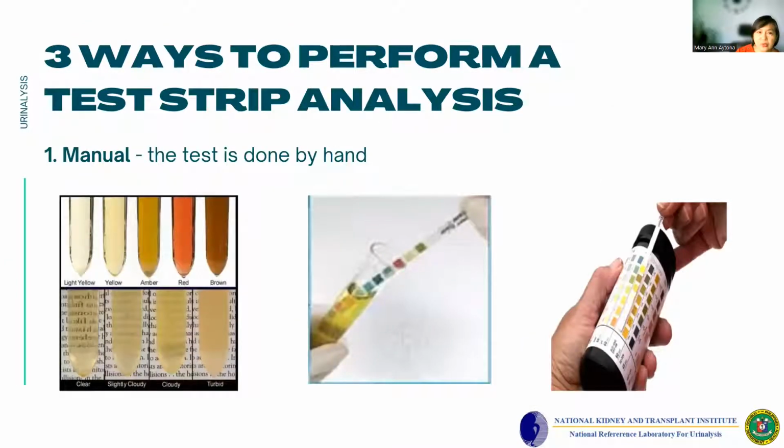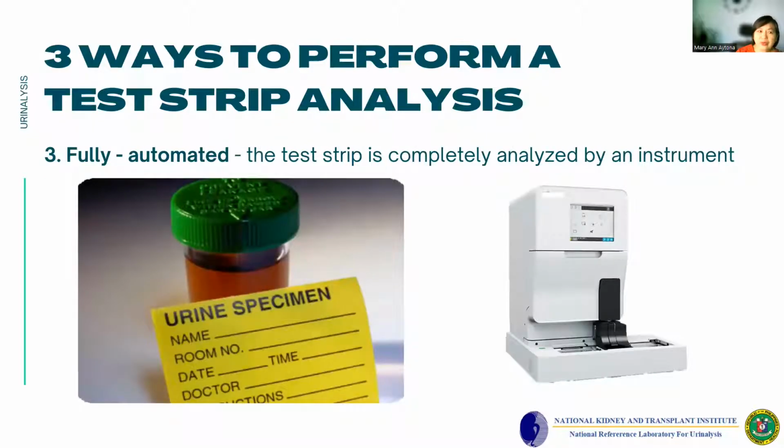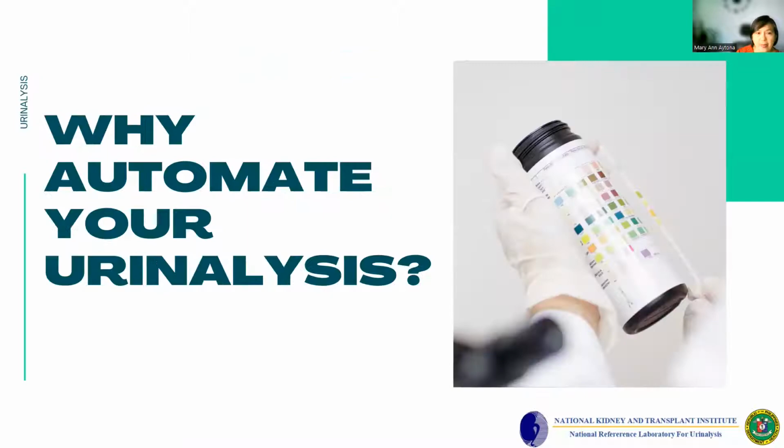There are 3 ways to perform a test strip analysis. One is manual. The test is done by hand. Second, the semi-automated. The test strip is dipped in the urine manually and then analyzed by an instrument. And third, the fully automated, wherein the test strip is completely analyzed by an instrument.